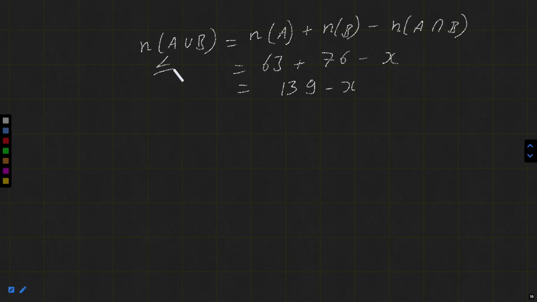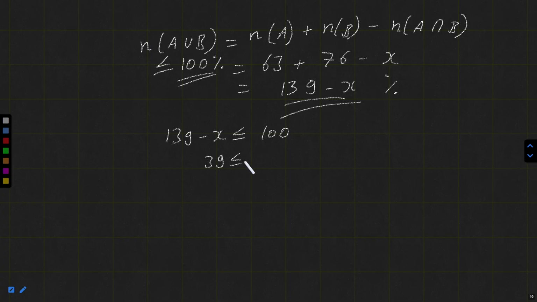Now we already know these things are all in percentage. So what could be the maximum percentage? Everything we count in percentage is out of 100%. So 139 minus X is less than or equal to 100%. From this, 39 is less than or equal to X. So the X value must be greater than or equal to 39.